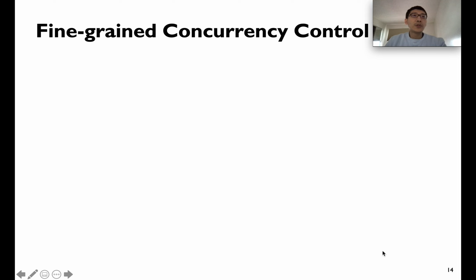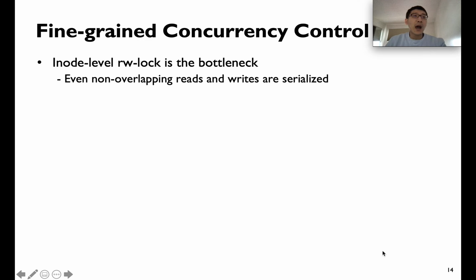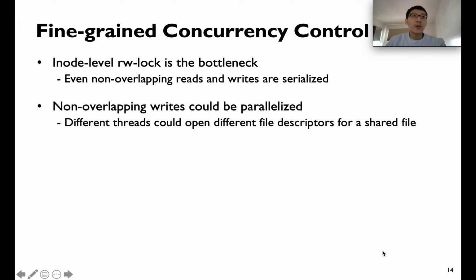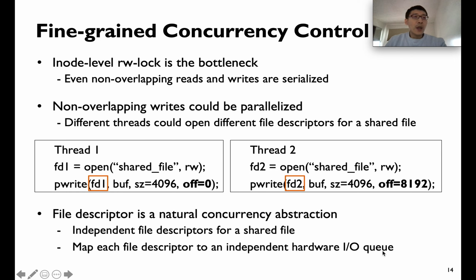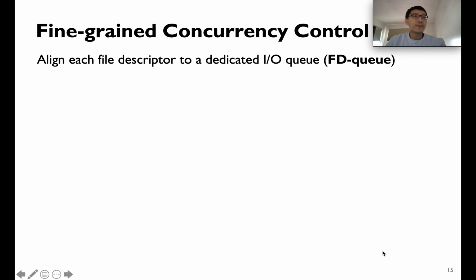Now let me introduce the fine-grained concurrency control in CrossFS. As we analyzed, the inode level reader-writer lock is the bottleneck. Hence, non-overlapping writes should be able to run in parallel. We observed that different threads could open different file descriptors for a shared file. So, the file descriptor is a natural abstraction for dispatching I/O requests in parallel. CrossFS aligns each file descriptor with a dedicated I/O queue. We call this an FDQ.